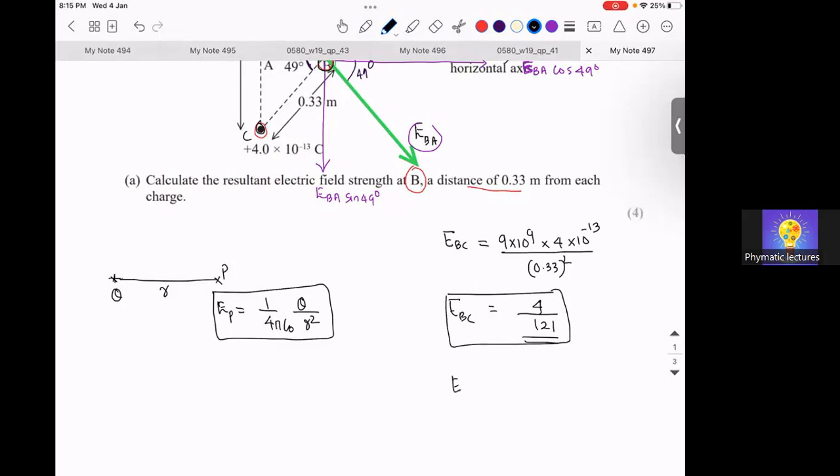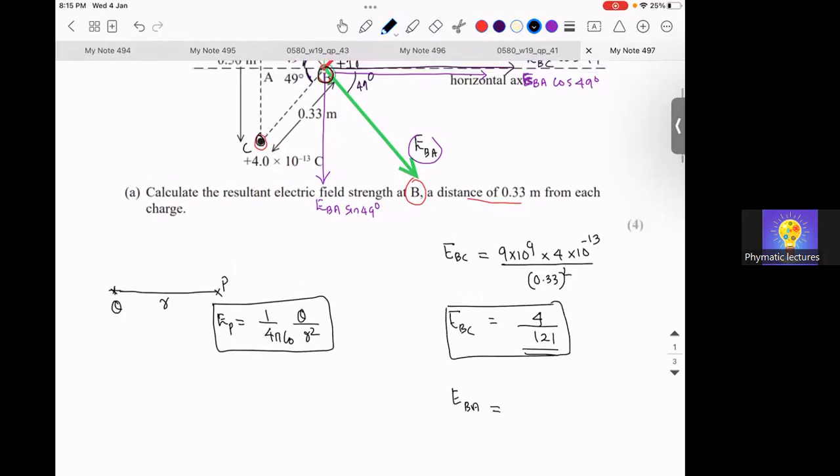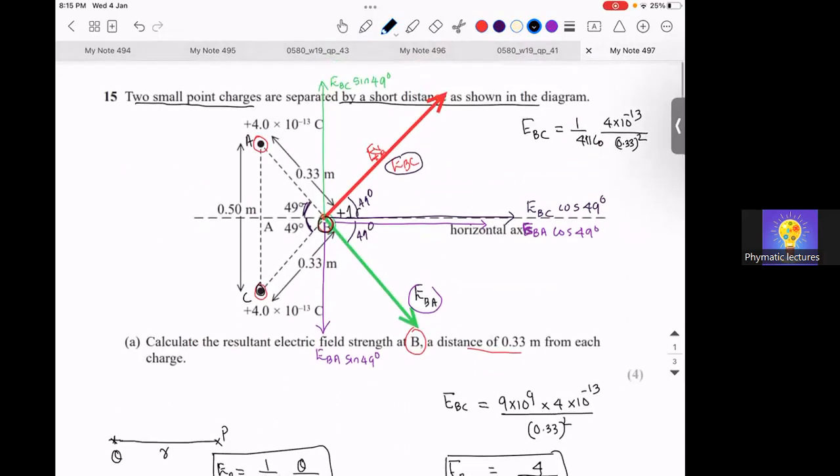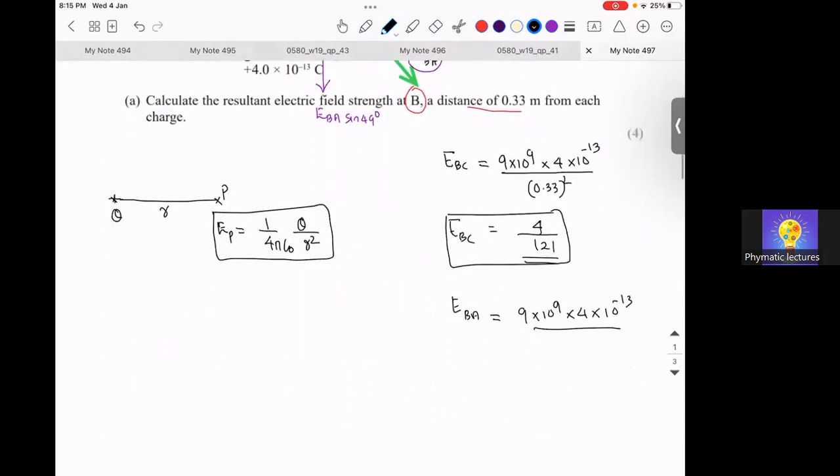Then what about EBA? Because now values are changing, correct? The numerical values 9 into 10 raised to 9, charge is same 4 into 10 raised to minus 13, distance is also same. See, the distance is also 0.33, 0.33 square. So if you're plugging these values, we will get 4 out of 121, right? So we got individually the value of the electric field due to the point charge C as well as A at the point B.